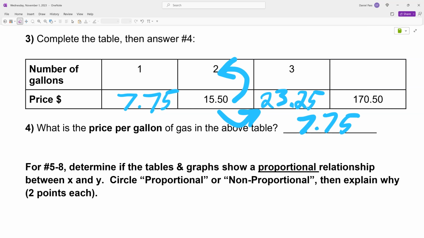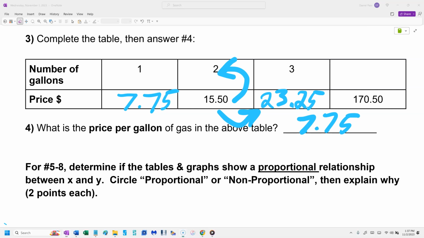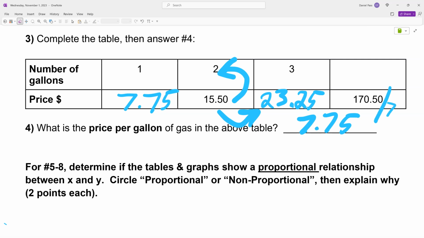Now, for the big one. Okay, how'd you get the last one? So, what we do is divide 170.50 by 7.75. Exactly, by 7.75. And what do we get? 22. You will have a calculator for the test tomorrow. Just remember that.